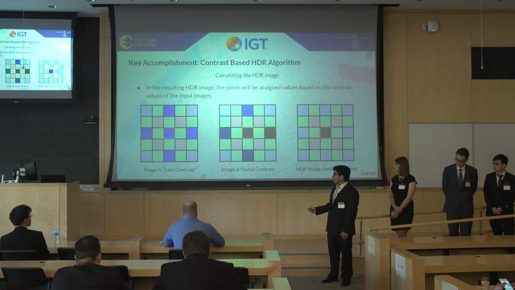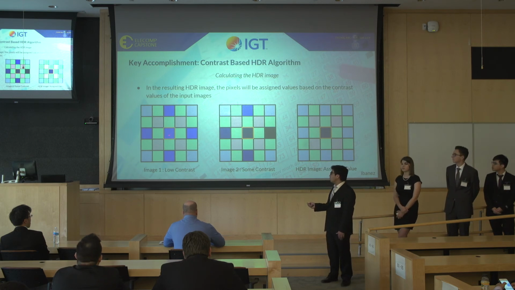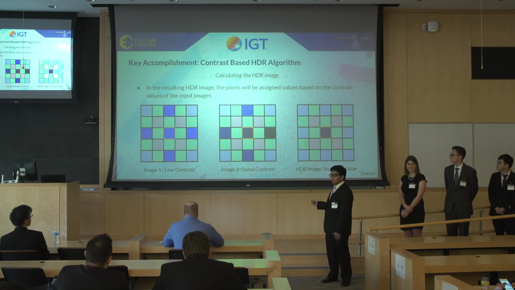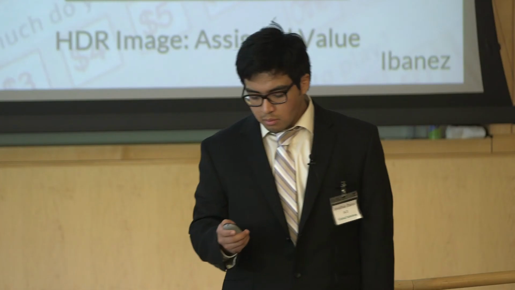So in this example here, we have image 1, which is a bright value, but no contrast. And here we have image 2, which is a dark value, but there's some contrast. Our HDR image will assign a darker value to that pixel because image 2 has more contrast. This technique is applied to every pixel in the image, and that completes our algorithm.